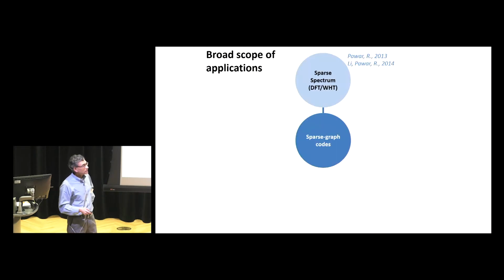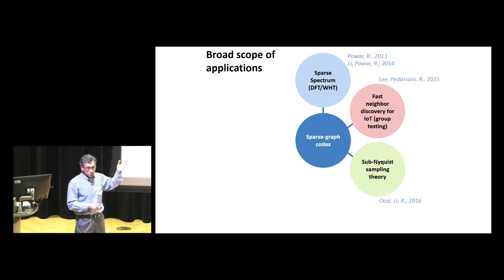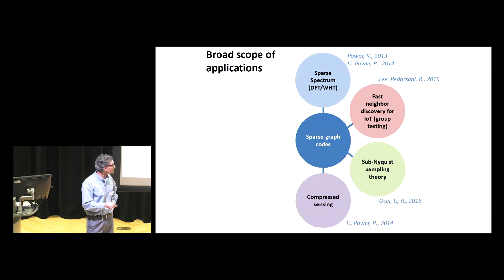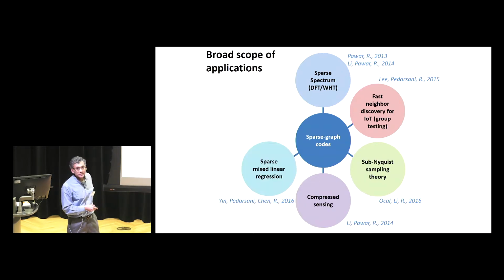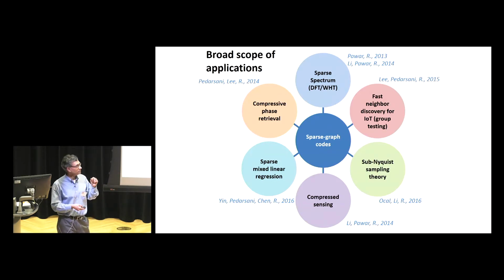And I'm not going to go through the details, but you can use this philosophy to do a whole bunch of problems, including neighbor discovery for IoT using group testing, sub-Nyquist sampling theory, compressed sensing, sparse mixed linear regression, and compressive phase retrieval. So all of these problems can be put into this framework, but you have to be clever about how you do the identification. Okay? That's the only trick. The sparse graph is common. That's going to be the main engine. But identifying whether you have a singleton or not will need problem-specific details.